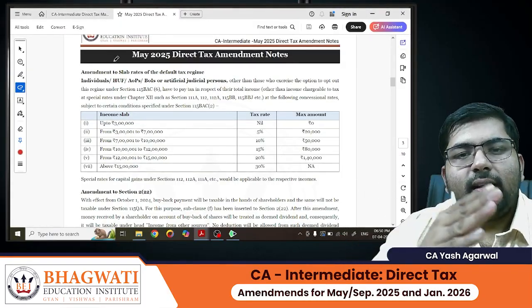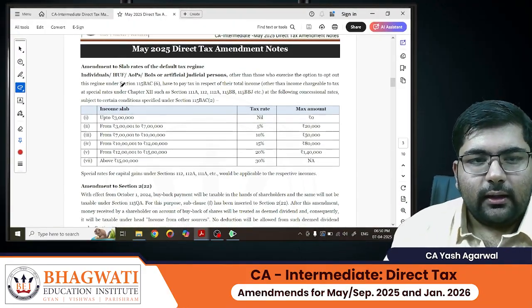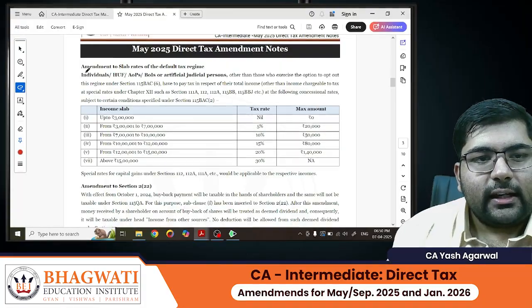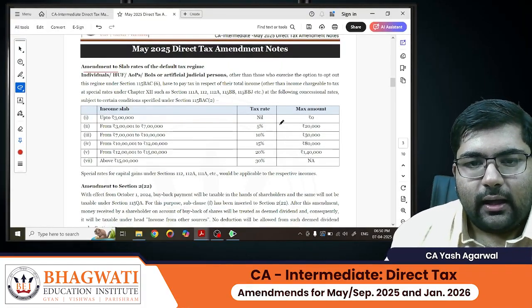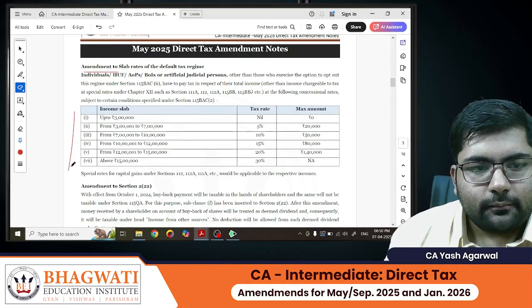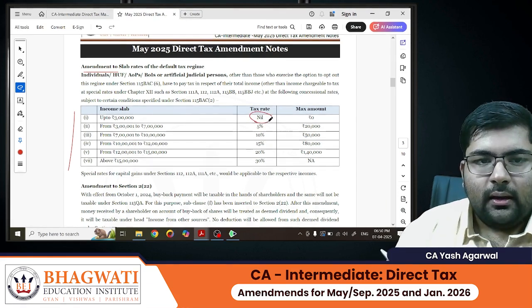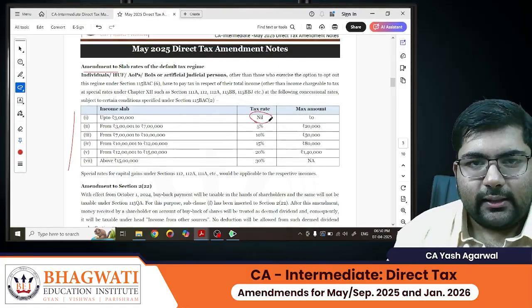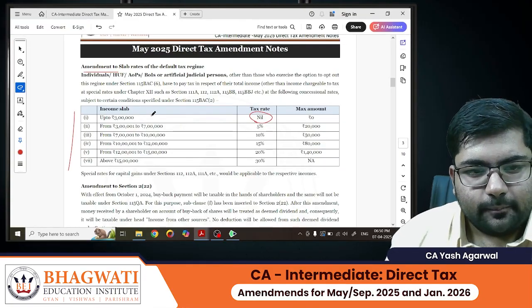The slab rates under the new regime have undergone a change. We'll see them here. Of course, we know under the new regime, the age or residential status of the assessee does not change the rate of tax. The slab rates are now in this way. From 0 to 3 lakh rupees, the tax is nil. So your basic exemption limit under the new regime, or under the default regime as it can be referred to now, or under section 115BAC, would be a sum of rupees 3 lakhs.